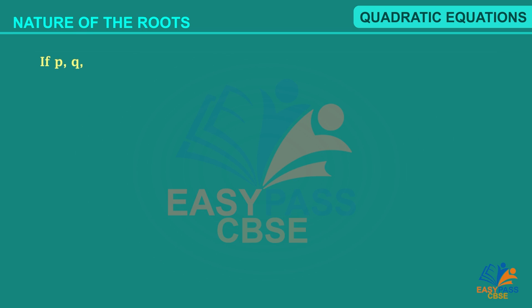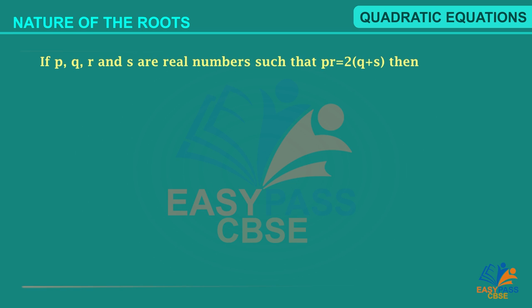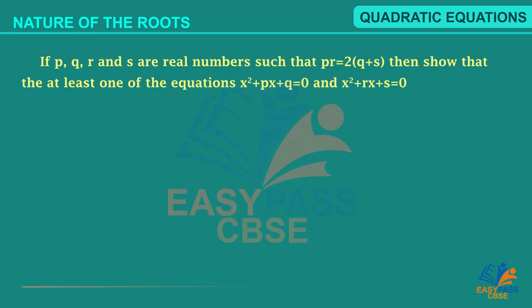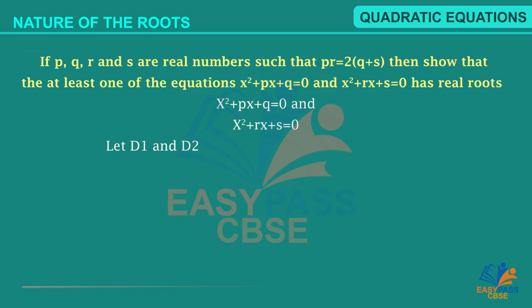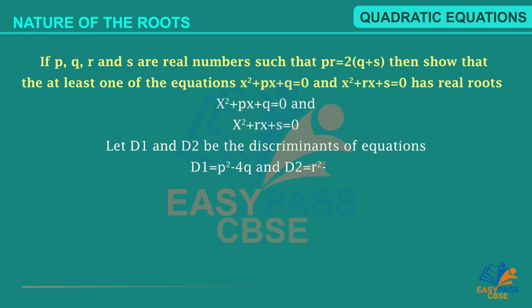If p, q, r and s are real numbers such that pr is equal to 2 times (q plus s), then show that at least one of the equations x square plus px plus q equals 0 or x square plus rx plus s equals 0 has real roots. So here two equations are given and one condition is given. First, let us find d1, discriminant of the first equation, and d2, of the second equation. d1 is equal to p square minus 4q. d2 is equal to r square minus 4s.